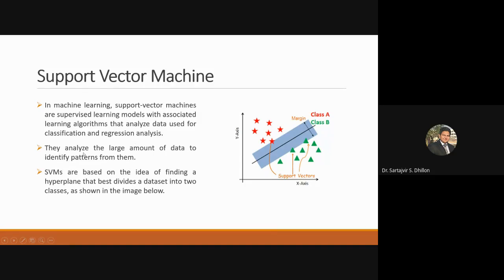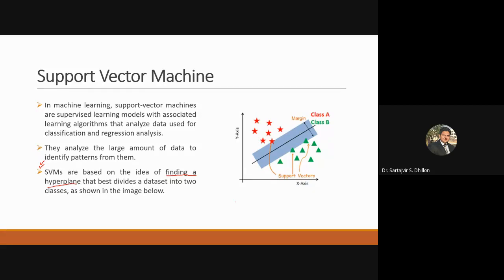The SVM analyzes a large amount of data to identify patterns from them, and the SVM is based on the idea of finding, yes, this is one of the main concepts in SVM. In a support vector machine, the entire concept is based on the identification or finding of a hyperplane, which divides our data set into two classes.